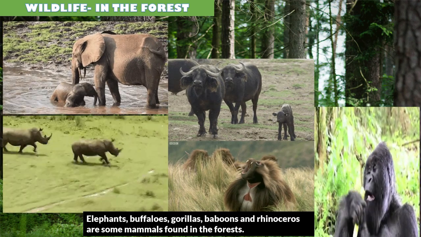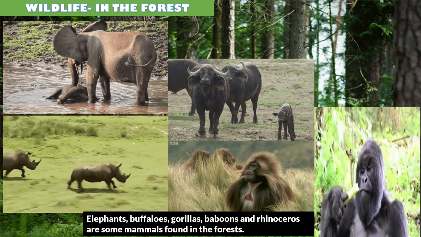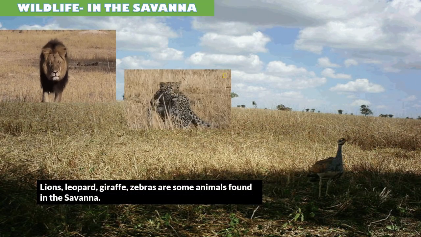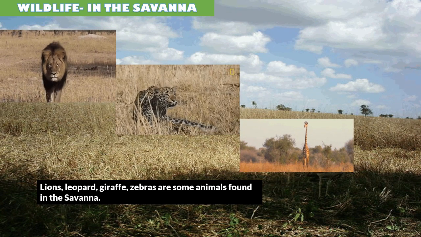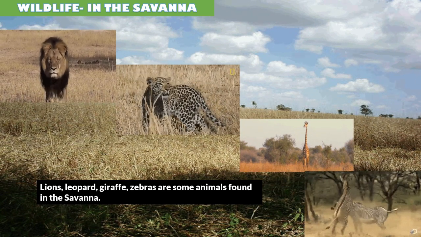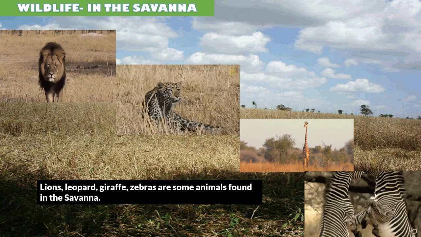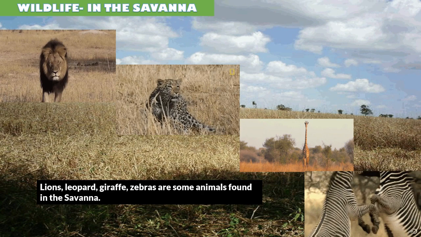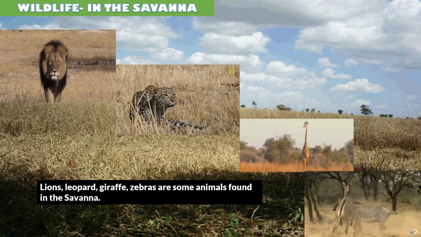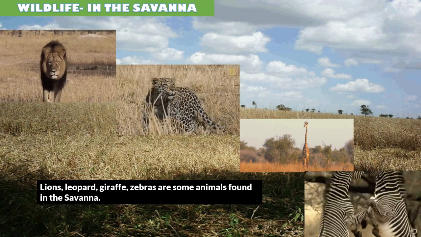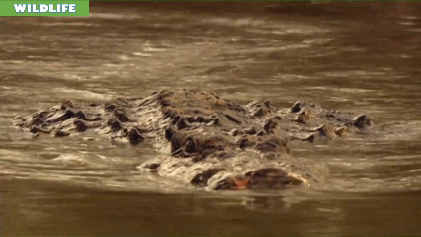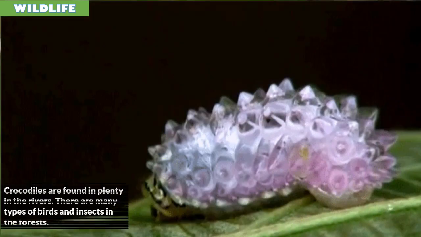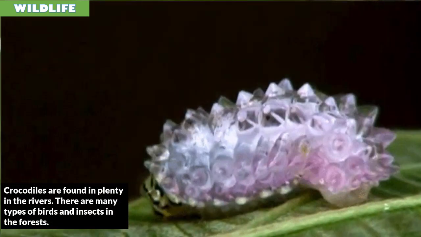In the savanna also there are a variety of animals that are found, and some of them are lions, leopards, giraffes, and zebras. So these are some of the animals which are found in the grasslands, that is, in the savanna. Now, not only mammals are found in DRC, but there are a large number of crocodiles which are also found in the river. There are many birds and insects which are found in plenty in DRC.